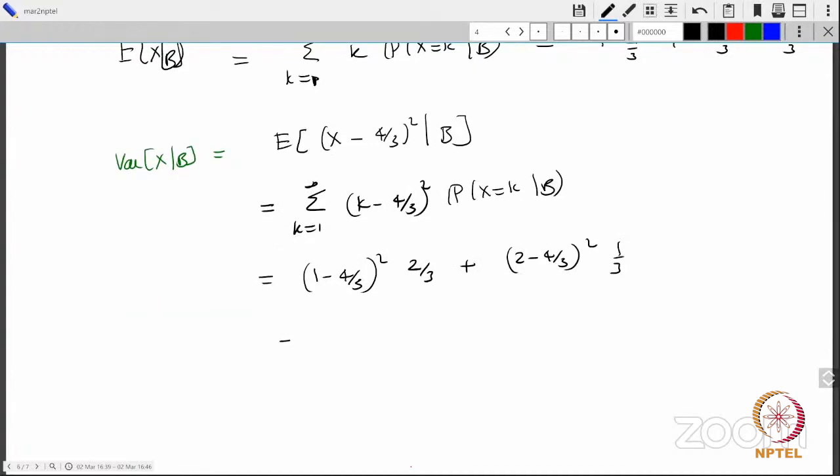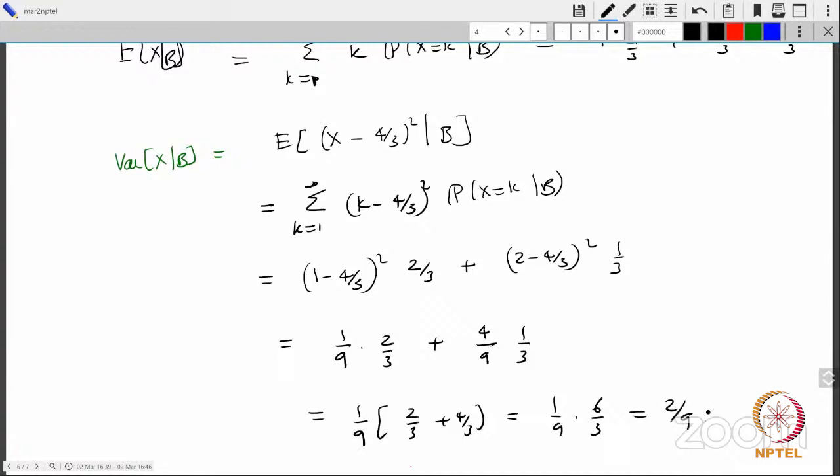So what's this going to be? 3 minus 4 is minus 1, whole squared is 1, so 1/9 times 2/3. 6 minus 4 is 2, 2 squared is 4, so 4/9 times 1/3. I take 1/9 outside, so I have 2/3 plus 4/3, which is 1/9 times 6/3. So that's 2/9. Very nice. Very good, someone in chat got it correct.